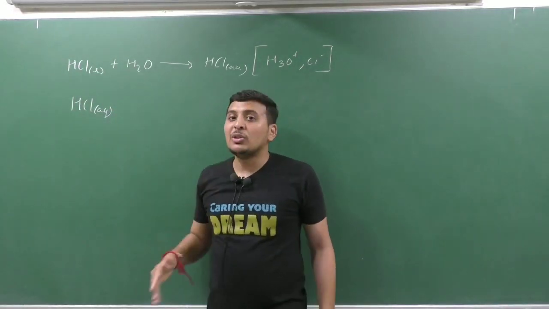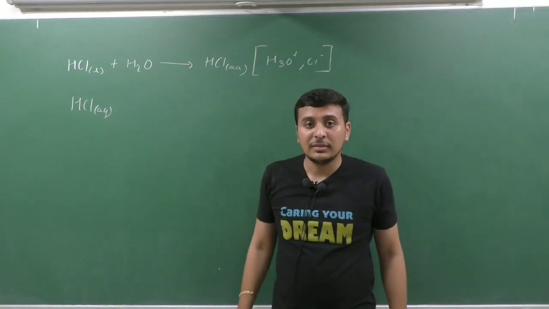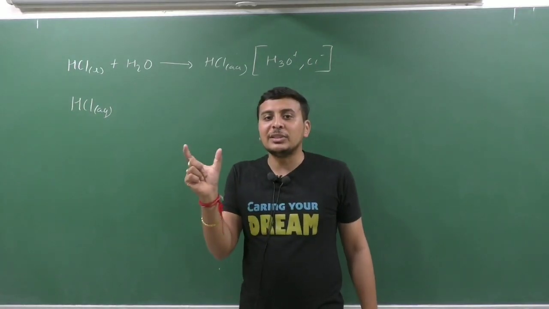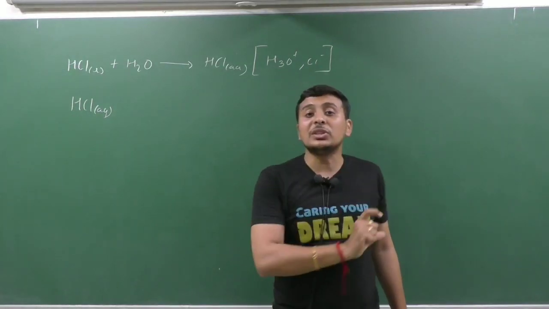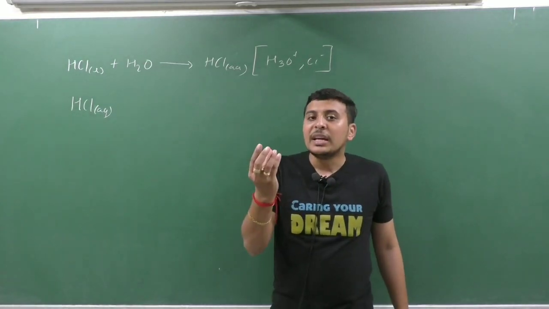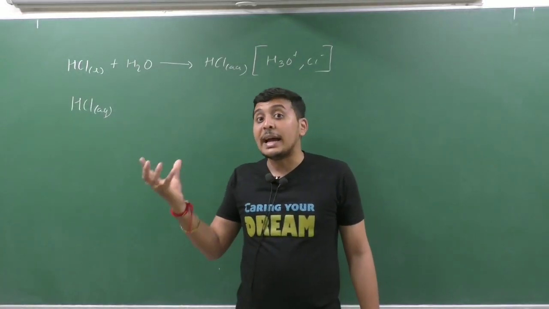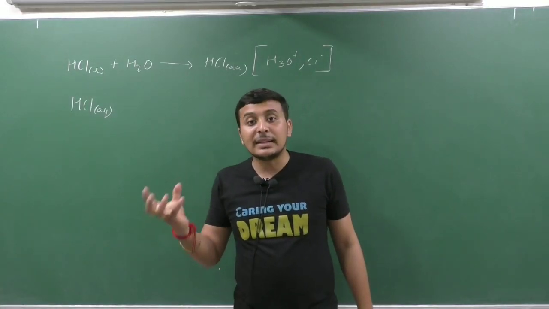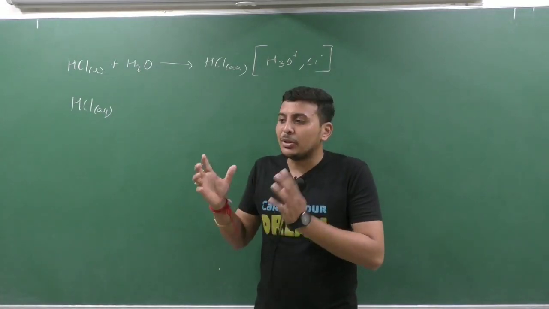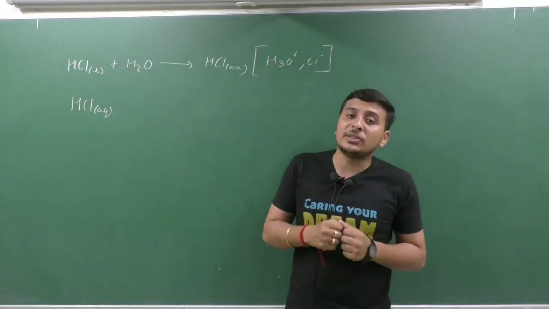So if there is aqueous solution, then how can we say how much amount of HCl is present in it? The amount of acid or amount of base in any solution is known as concentration of the solution. If the amount of acid in aqueous solution is very less, then it is known as a dilute solution. If the amount of acid or a base or any compound in the solution is very large, then it is known as concentrated solution.